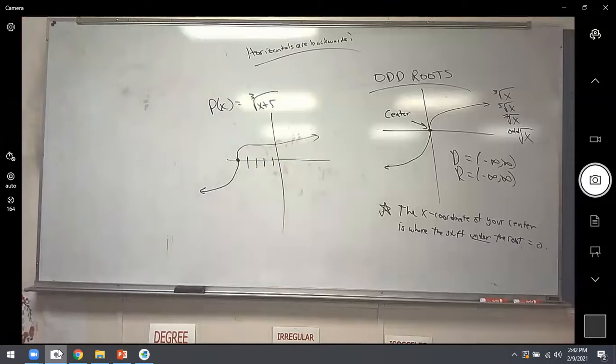Something like that. And without even thinking about it, what's the domain and range? Negative infinity to infinity, for everything. Yep. Don't have to think about it for an odd root at all.